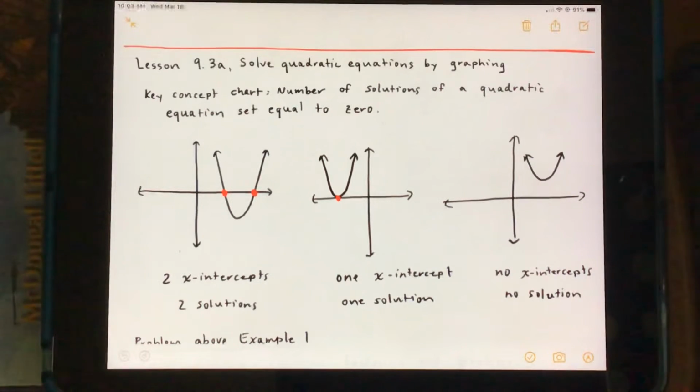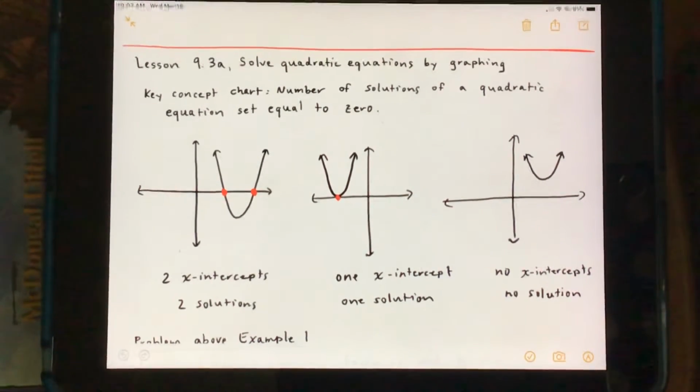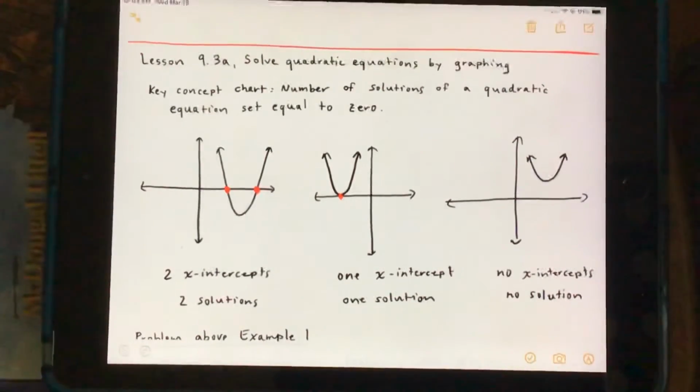We'll see on the left coordinate plane with the parabola graphed that the parabola intersects or crosses over the x-axis in two places. There are two x-intercepts, and therefore there will be two solutions to the quadratic equation set equal to 0 in that case.